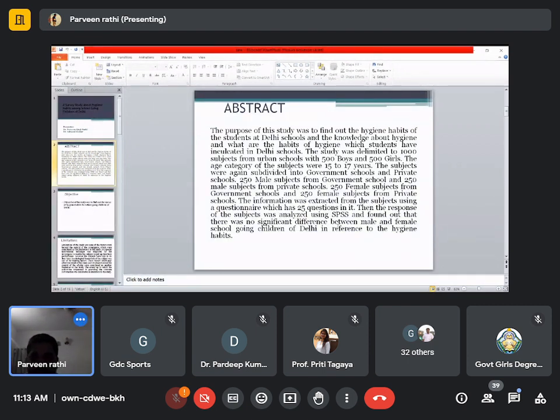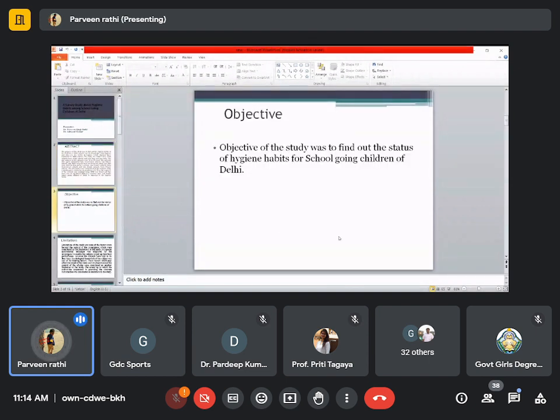Now 250 female subjects from government schools and 250 female subjects from private schools. The information was extracted from the subjects using a questionnaire, which has 25 questions in it. Then the responses of subjects were analyzed using SPSS and it was found that there was no significant difference between male and female school-going children of Delhi in reference to their hygiene habits. The objective of this study was to find out the state of hygiene habits of school-going children of Delhi.